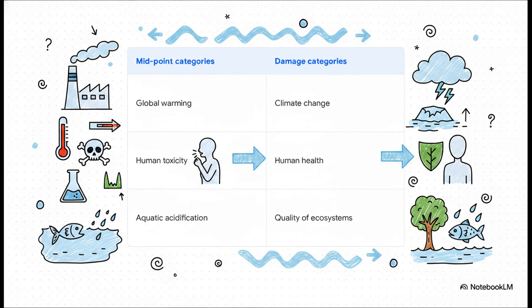Now notice how these distinct emissions are grouped here. They're first sorted into standardized midpoints categories. These are things we can directly measure, like global warming, human toxicity, or aquatic acidification. And ultimately, these midpoints feed into much larger, more conceptual damage categories, like climate change, human health, or quality of ecosystems. This highly structured methodology, that is exactly what keeps modern environmental analysis strictly objective.